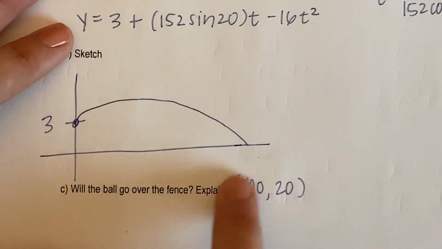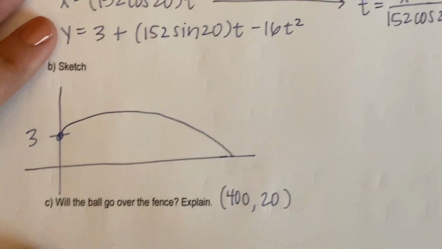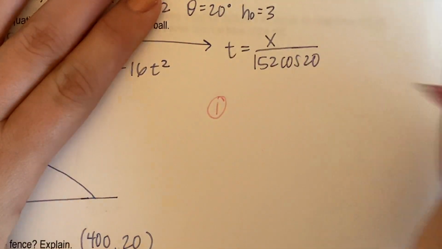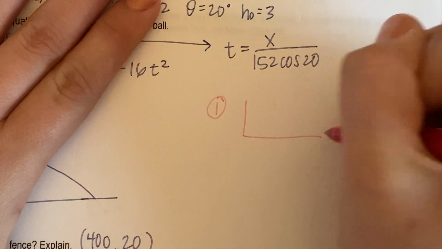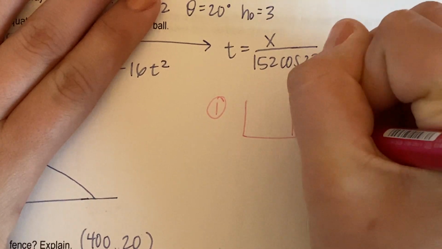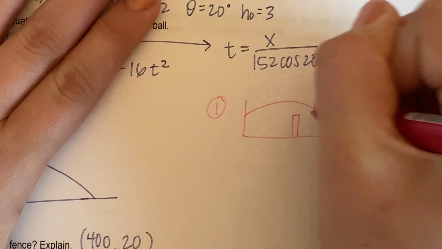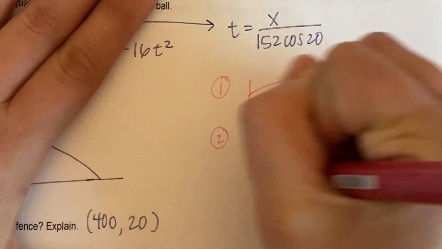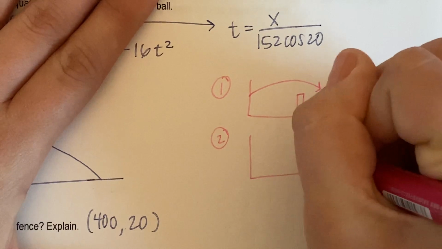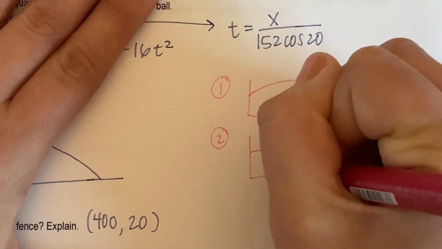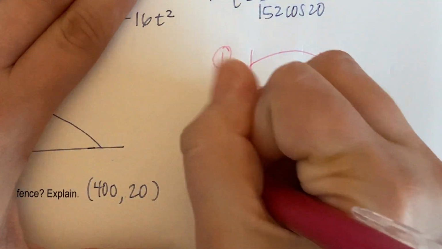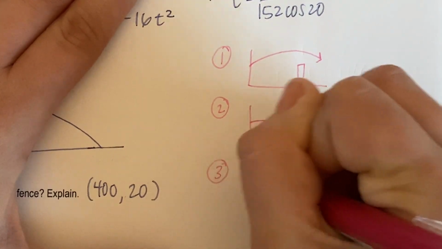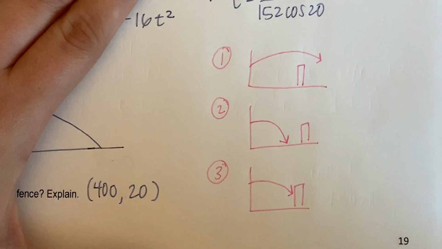So I need to see what's going on my graph at this spot, because 3 options can happen. Option number 1. We have our fence here. Option number 1 is the ball could go over the fence. Option number 2, the ball could hit the ground before the fence. Option number 3, the ball could hit the fence.